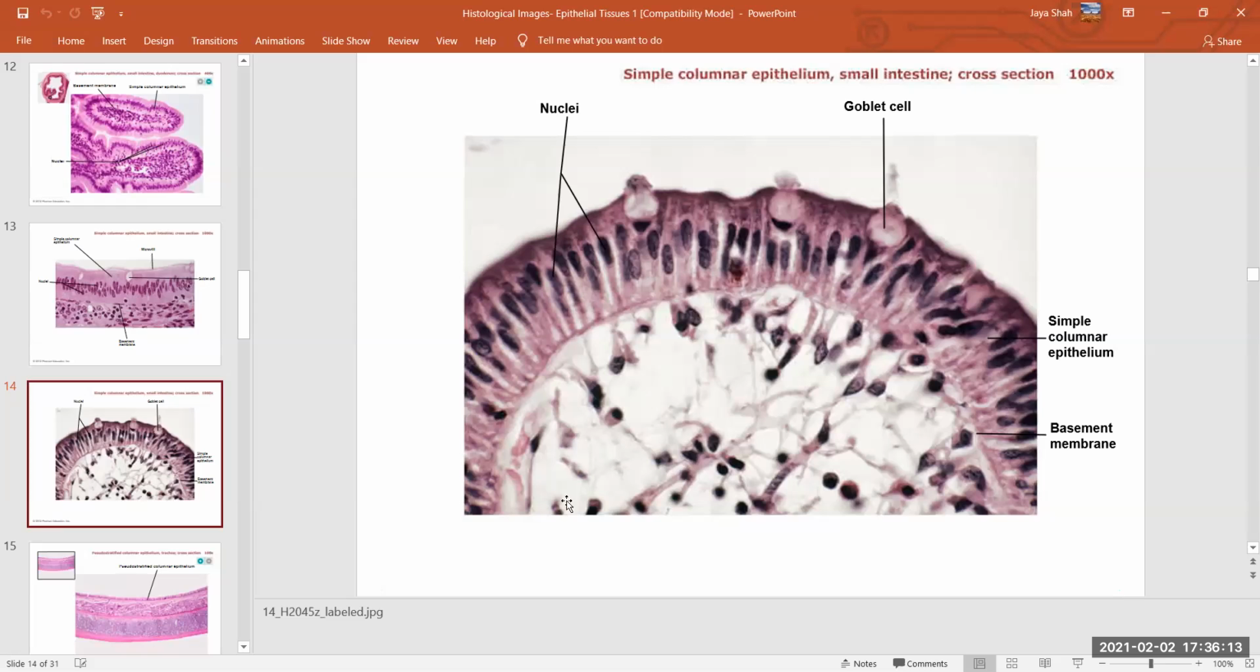Here, this is simple columnar, 1000 magnification. Now you can see well. See, there is the basement membrane, and then a column-like cell. Let me show you. This is one column-like cell. So this is like one cell here. I'm going to make a column of this cell. You see the cell, and you see the nucleus.